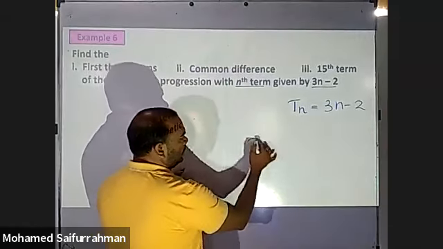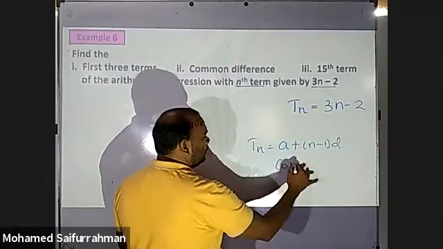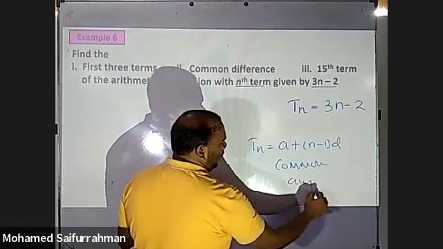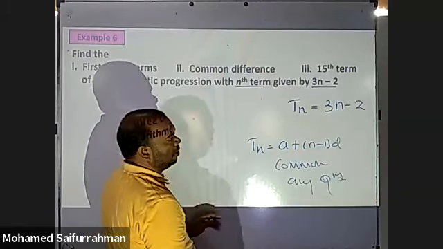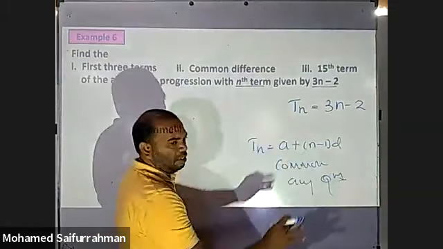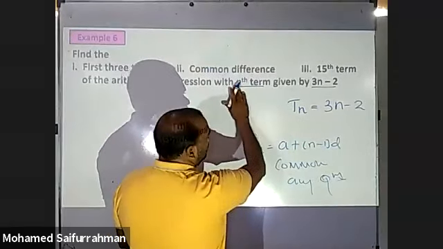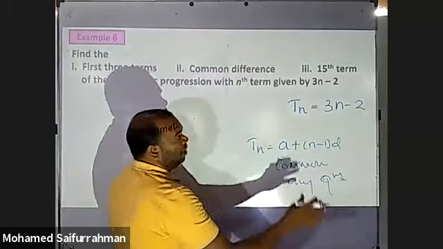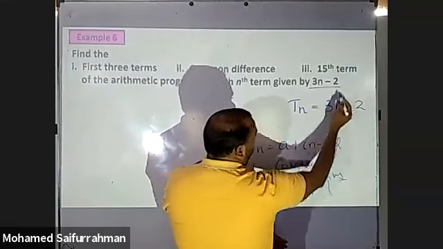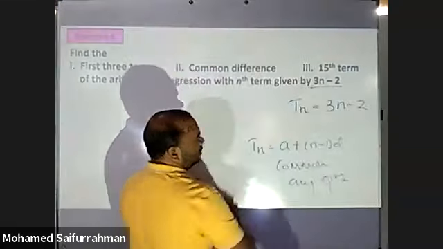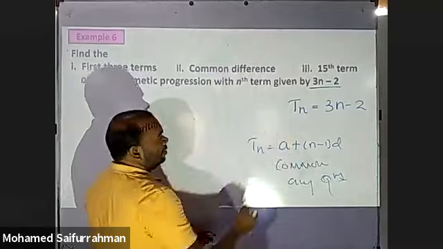So normally we use the equation a + (n - 1)d. This is common for any question. But this is only for a specific question. So we must use the given nth term equation for this question. Okay, using this, let's try to find the answer to the question.